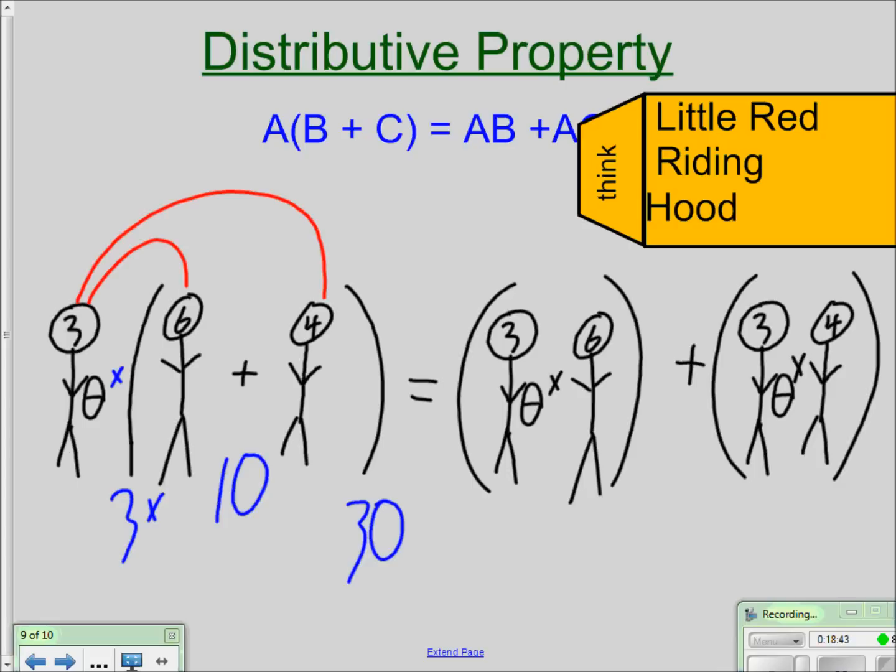After Little Red Riding Hood distributes cookies, 3 times 6 is 18. Plus 3 times 4 is 12. 18 plus 12 is 30. You can see both sides get the same answer. That's the distributive property. Once again, that's used a lot in algebra. It's something we can use also when we multiply larger numbers. We will come back to this when we get to our multiplication unit to show how you can multiply some larger numbers a different way.